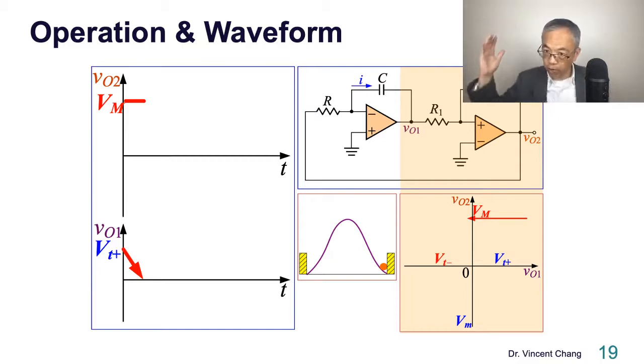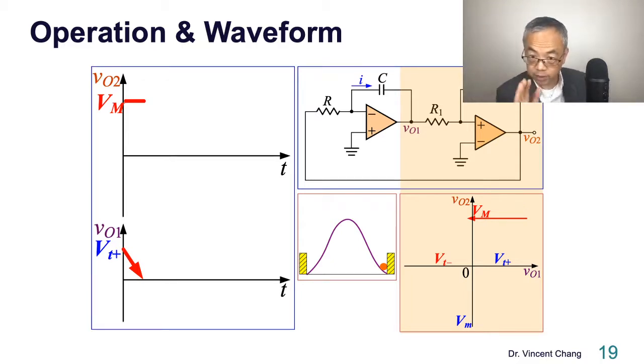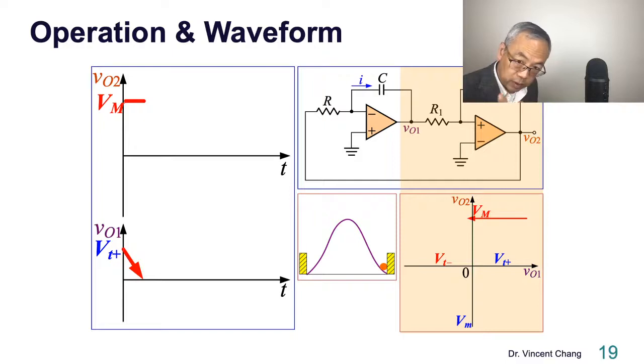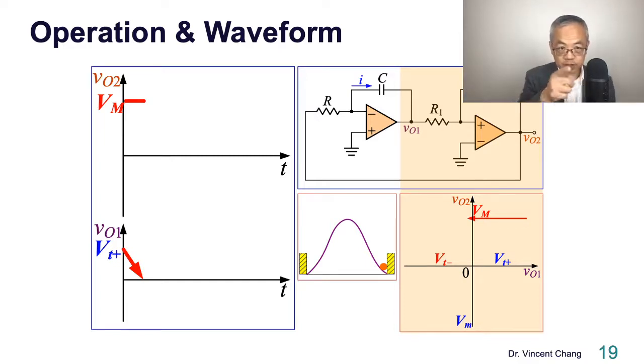So when VO1 goes down, when VO1 on your right-hand side of the slide goes down, then you look at the waveform. So when VO1 goes down, then compare with who? Who you compare with? Red, because it's in the red. So compare with the red threshold, VT negative.